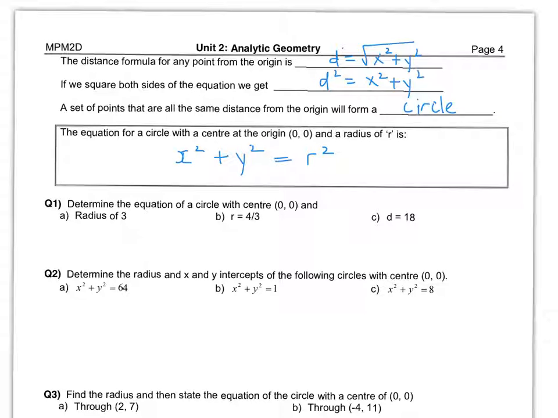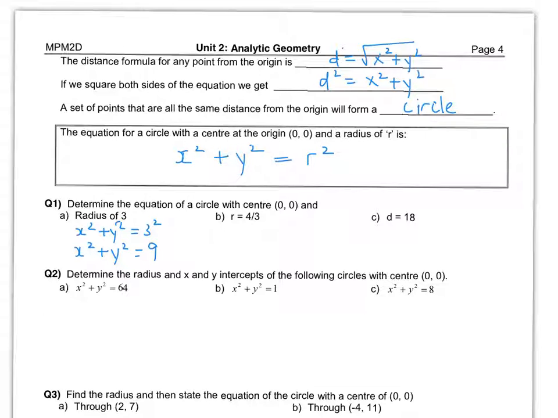So question 1, determine the equation of a circle with a center at 0, 0 and a radius of 3. That means its equation would be x squared plus y squared equals 3 squared. And 3 squared we can actually evaluate, so its equation will be x squared plus y squared equals 9.